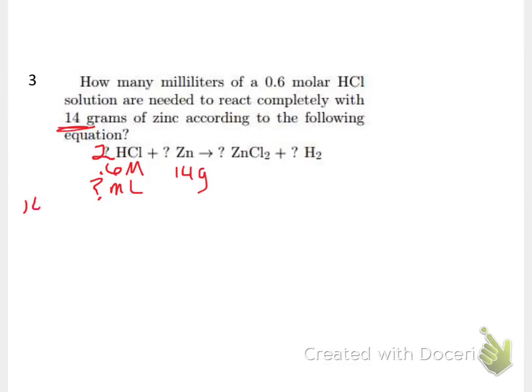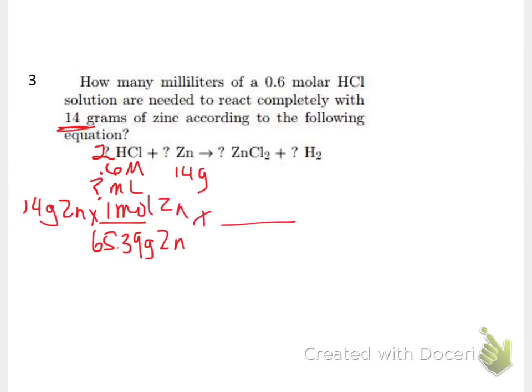So the thing that I have here that can be measured is 14 grams of zinc, so that's what I'm going to start with. So if I have 14 grams of zinc, then what I know is, based on the molar mass of zinc, 65.39 grams of zinc is 1 mole of zinc. And then I need a mole-to-mole ratio. 1 mole of zinc is going to require 2 moles of HCl.